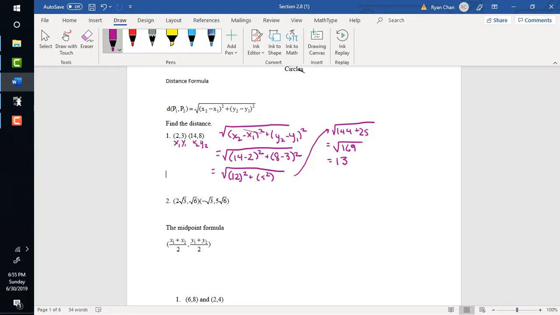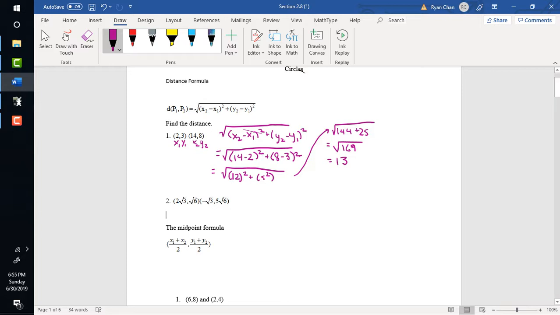That happens. Also, remember distance is always positive. You can only have positive distance. You can't say the length of your table is -5 feet. So keep that in mind.